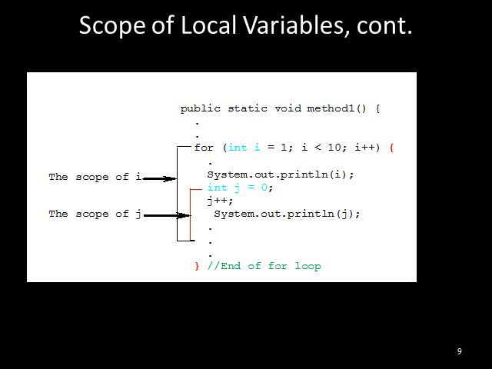Well, a variable declared in the initial action part of a for loop header has as its scope the entire loop. So I is available throughout the entire loop body. But a variable declared inside a for loop body, J for example, has its scope limited to the loop body outlined by the red braces, from its declaration to the end of the block that contains the variable.